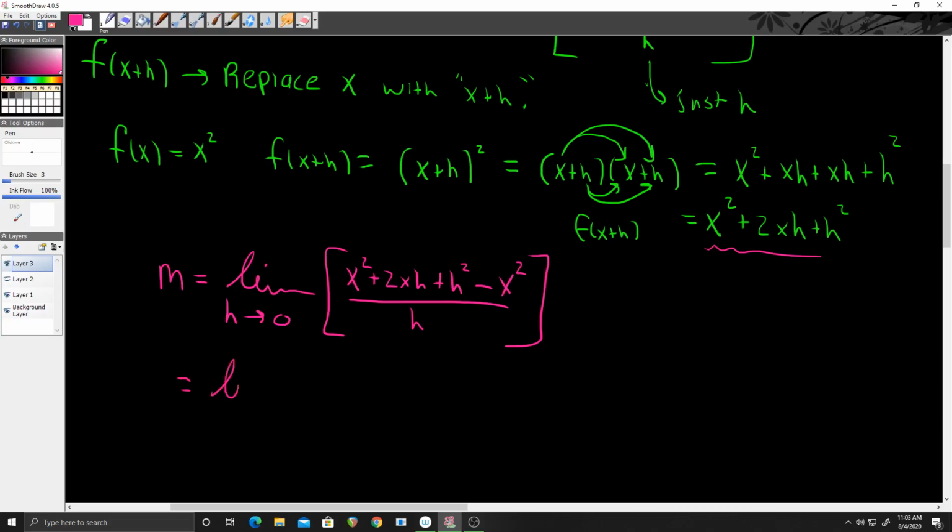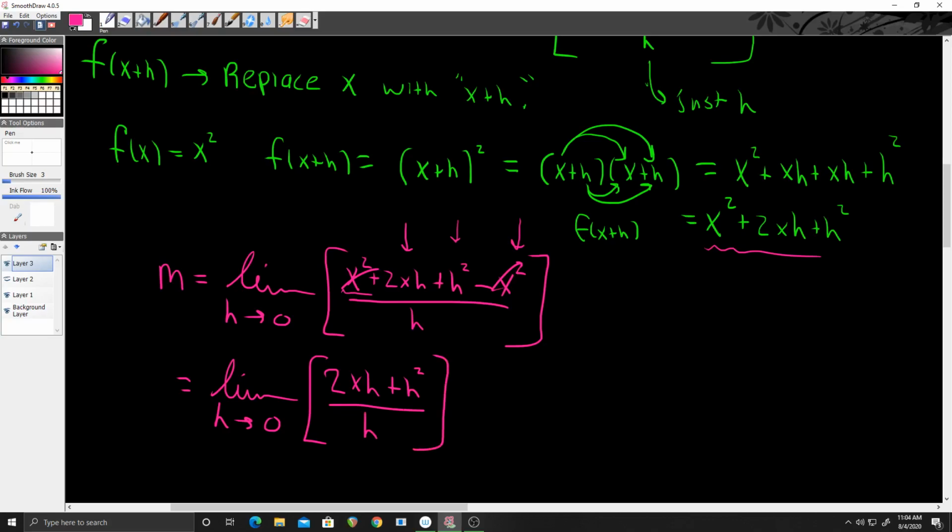And now this should happen every time. Every term not involving h should go away. So let's check this out. We got x squared. We're going to search for like terms. Not a like term, not a like term. Looky here. X squared minus x squared goes away. So all we have left is 2xh plus h squared over h.